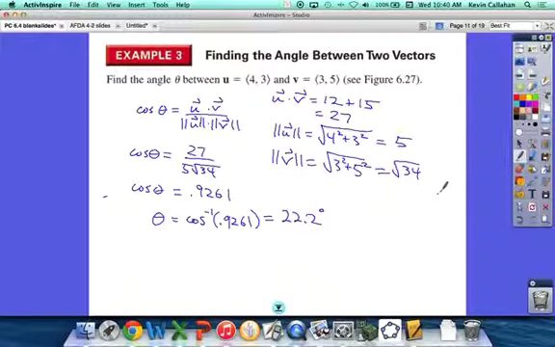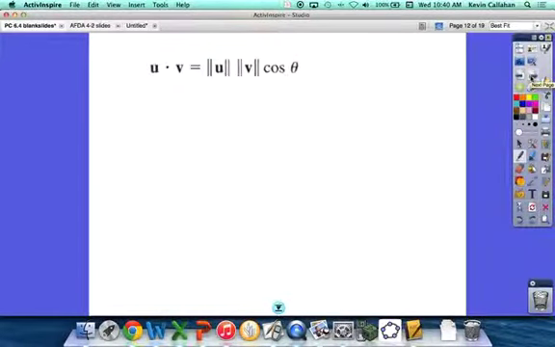Good? I mean, got to know the formula. Now, what we do with this formula, not more, but maybe equally, besides finding the angle between two vectors, is rearrange the formula and solve it for the dot product. Before it was u dot v divided by the magnitude of u, magnitude of v. Well, now we've multiplied that up here. So u dot v now equals the magnitude of u times the magnitude of v times the cosine of theta.